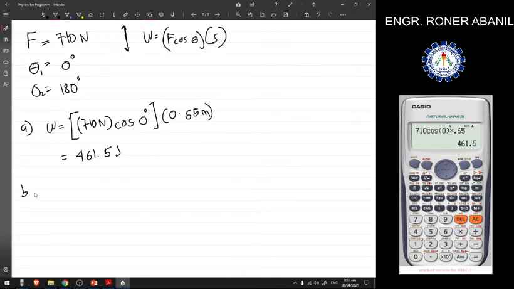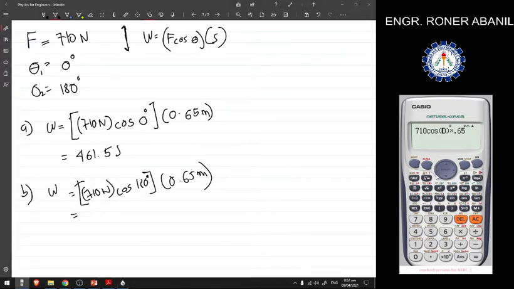So, letter B naman tayo. No? Yung work naman natin dito is halos parehas lang. Papalitan lang natin ng 180 to. Okay? 710 Newton cosine 180 degrees multiply by 0.65 meters. Okay? So, papalitan ko lang to ng 180. So, ngayon, lumabas is negative na. Okay? So, negative 461.5 joules. So, since cosine 180 is negative 1, the work is negative because the force is opposite to the displacement.